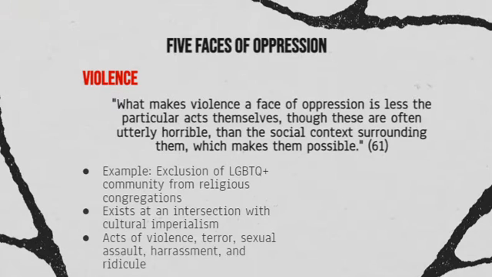The fifth and final face of oppression is violence. And this form of oppression is made possible by cultural imperialism. Young writes, "What makes violence a face of oppression is less the particular acts themselves, though these are often utterly horrible, than the social context surrounding them, which makes them possible." Because cultural imperialism defines someone as an outsider who doesn't belong, the dominant culture often sees them as a threat. This results in the oppressed group living under a constant threat of violence.